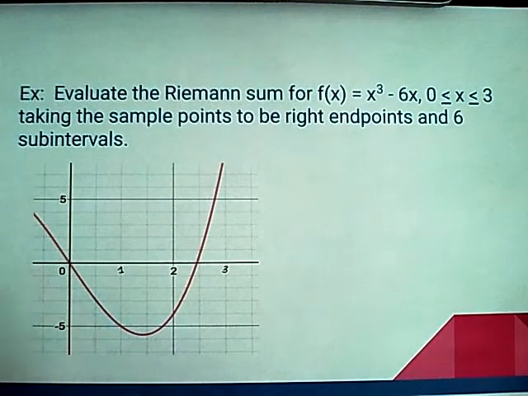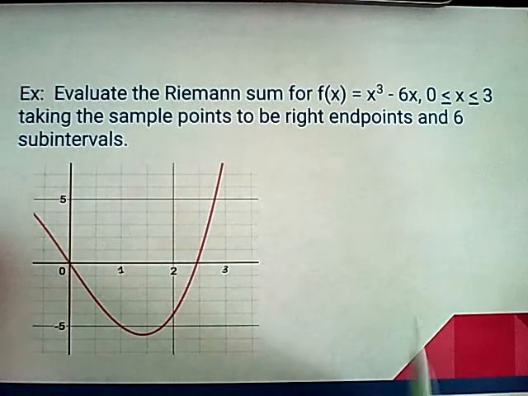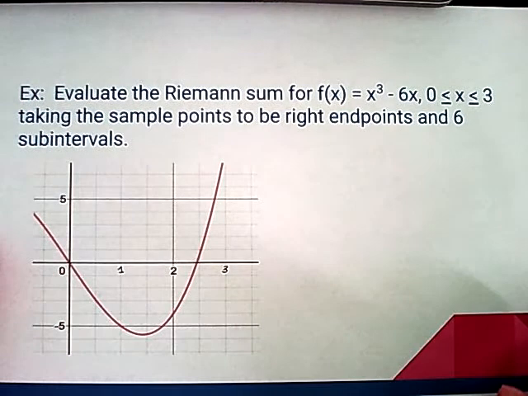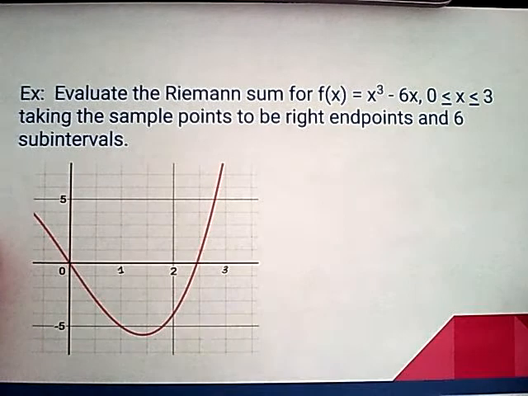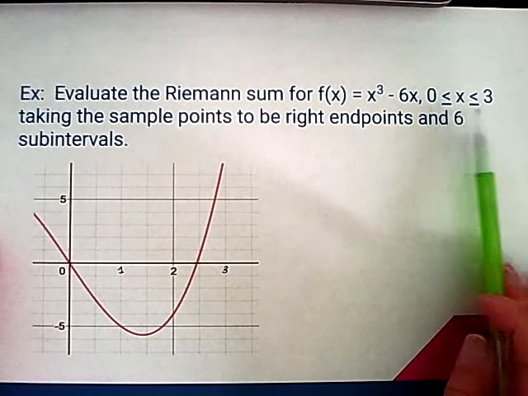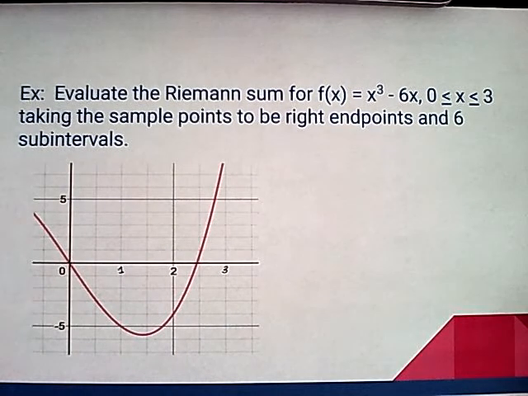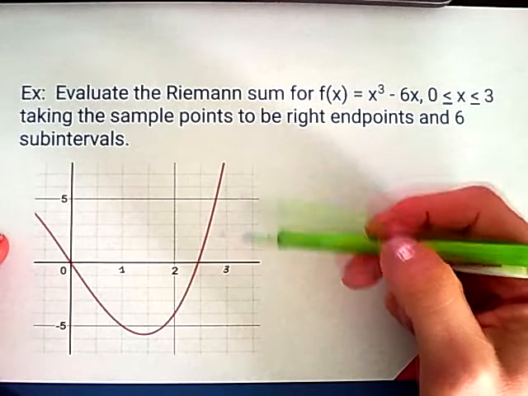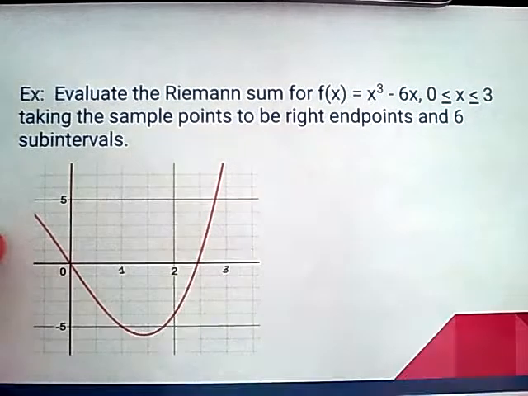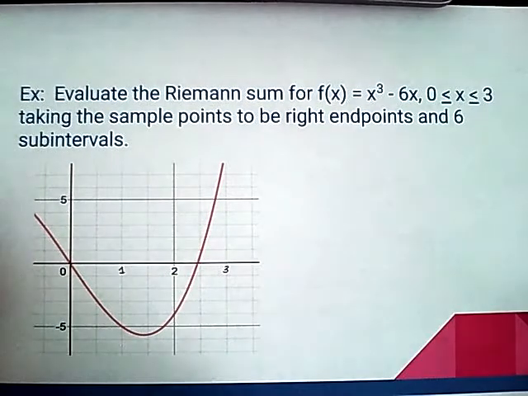So for our first Riemann sum example, we're going to find the Riemann sum for the function x cubed minus 6x on the interval from 0 to 3, taking the sample points to be right-handed endpoints and using 6 subintervals. So what's different today than what we did in the last lesson is now you're going to start to see areas that are not just above the curve. You're going to find areas that fall below the curve as well.